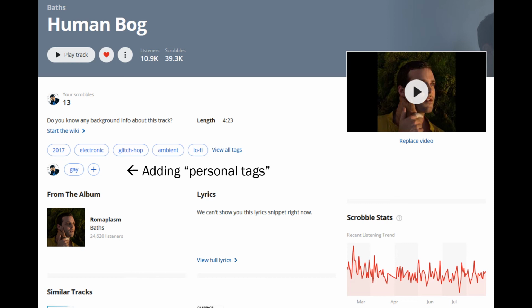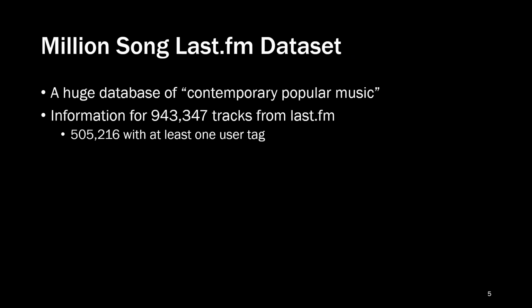I don't want to download the entirety of Last.fm myself. I don't think they would like that if I did that. I think they would probably complain to me. I'm going to use the million-song Last.fm dataset as a proxy for the actual Last.fm site. This is a huge database of contemporary popular music with information for 1 million tracks from Last.fm.